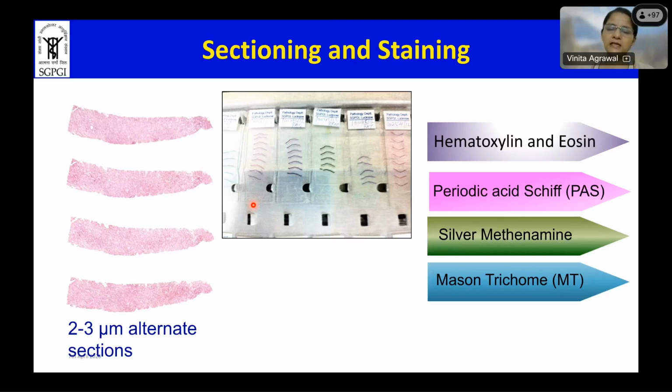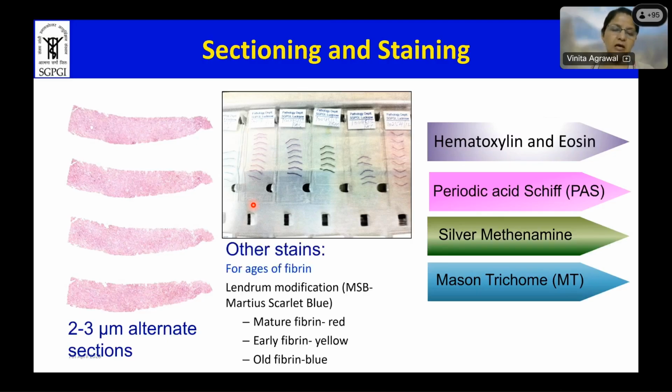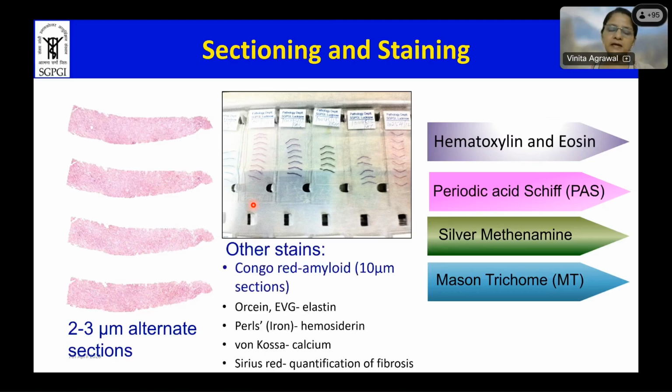Apart from these 4 stains that we normally do in a renal biopsy, you can have other stains, which can be done for fibrin. And of course, when you are suspecting amyloid, you need to do a Congo red stain. But when you are doing a Congo red stain, the thickness has to be 10 micron. Apart from Congo red, you have other stains like Orcein, where you're looking for elastin, Pearls, von Kossa for calcium, and other stains for fibrosis. Most of the time when you're looking at fibrosis, Masson's trichrome is adequate.